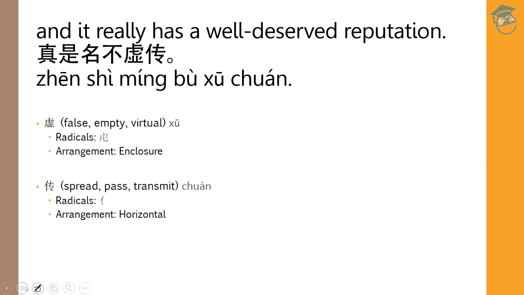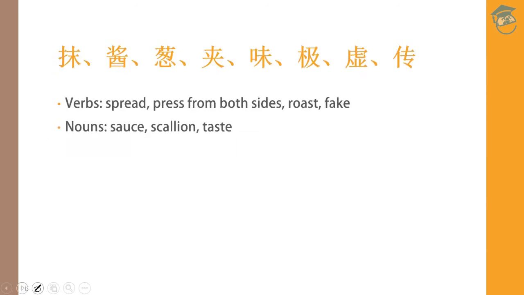So that's the end of the lesson. So you have learned quite a few words that's related to food, which you'll be able to use in your daily lives. So in this lesson, you have learned the verbs like spread, pressing from both sides, and also transmitting, as in spreading the name or reputation. And nouns, you have learned sauce, scallion, and taste. And adjective, you have learned fake. Okay, as in one of the idioms.